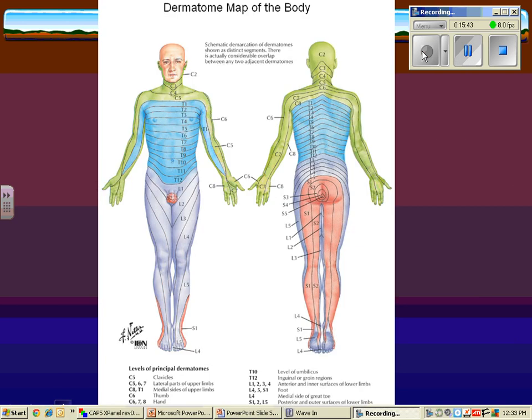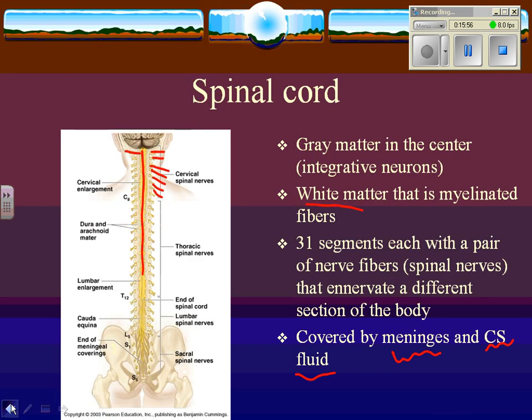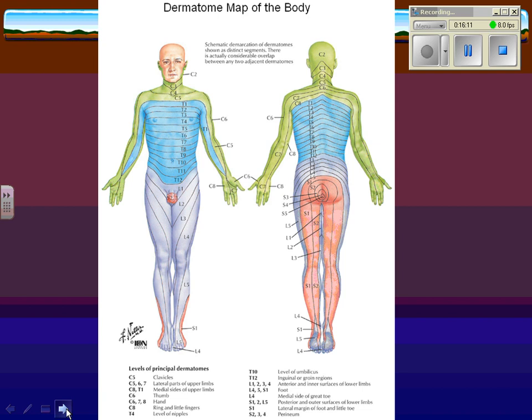Here is a picture of a human, and what it's showing you is what each segment of the spinal cord innervates. Remember, if we go back to this slide a second, here are all the branches of nerves. The top eight are called cervical nerves. The middle 12 are called thoracic nerves. The next five are called lumbar nerves, named for the vertebrae. And then down here you have sacral nerves, which innervate the sex organs and especially the back of the legs.